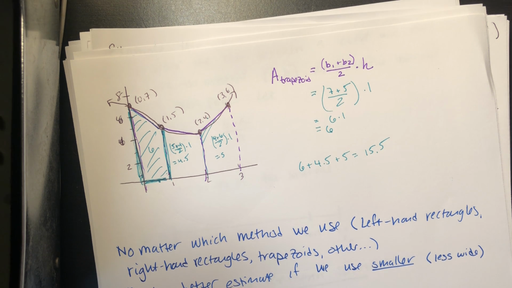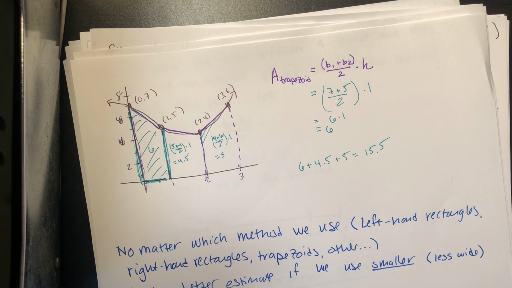Again, probably not exactly 15.5, but maybe a little bit closer. This certainly looks like a better estimate, but it's a little bit more work to find the area because it's not quite as easy to find the area of trapezoids. And there's other methods people use as well to estimate this area underneath the curve.